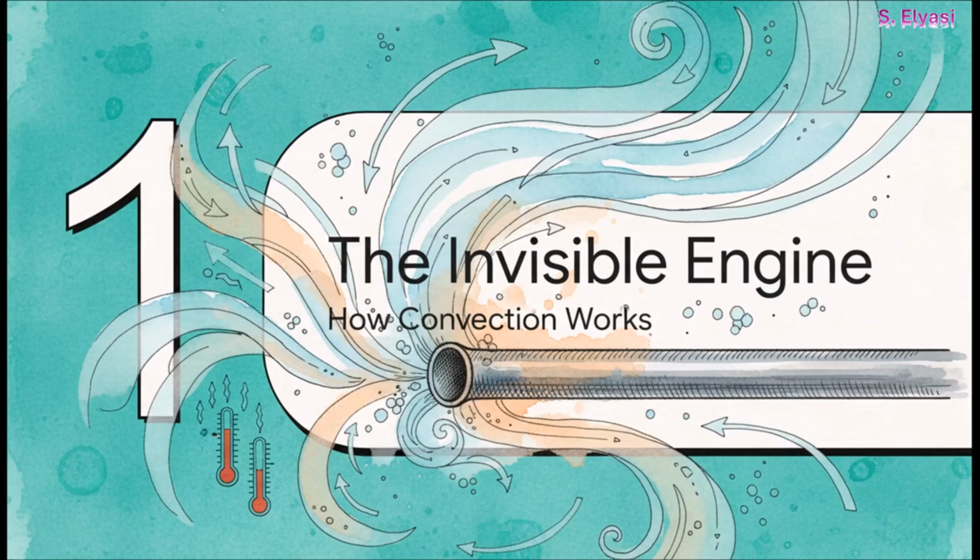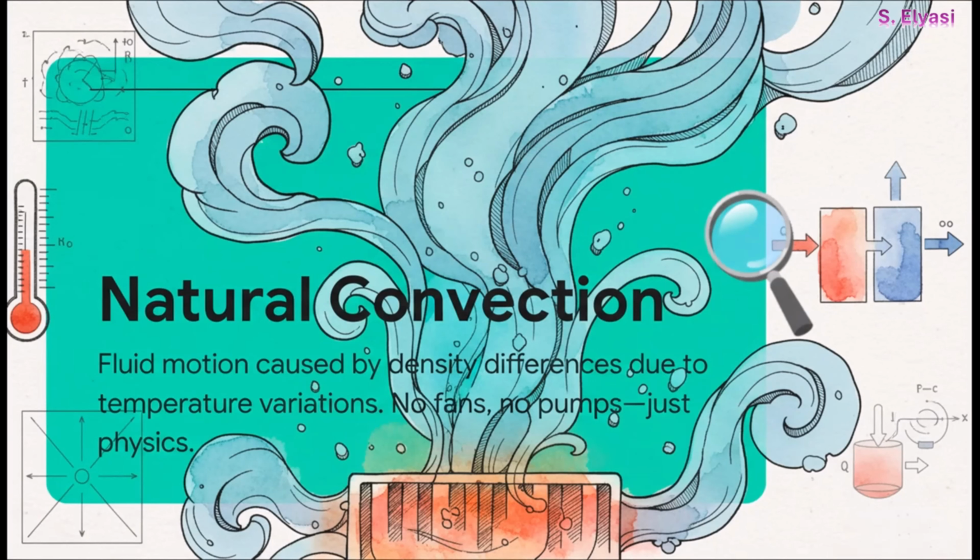But hang on, before we can start crunching the numbers, we really need to understand the physics behind it all. I mean, to figure out how much heat is lost, we first have to get a solid grasp on the why and how of that air moving around the pipe in the first place. So what is natural convection, really?